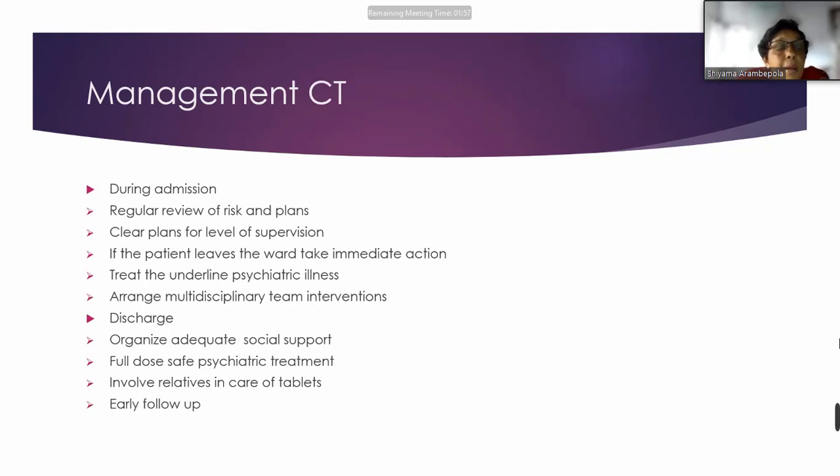Then during admission, while the patient is in the ward, you have to regularly review the risk and the plans with the patient, and have clear plans for the level of supervision, right? If it's very high, you need to do this, and for the secondary level, that. And if the patient leaves the ward, take immediate action. Sometimes they try to abscond from the ward, right? So you need to inform the police, the family, and alert the security, and see what actions we can take to save this person.